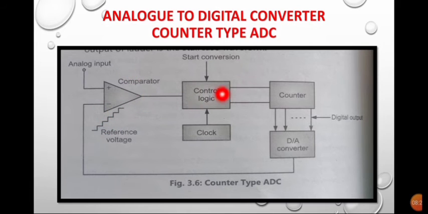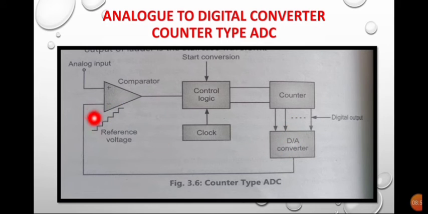The output of the comparator is applied to the control logic. The control logic is controlled by this clock, and here you have one signal applied, that is start conversion. Here you have the counter, okay, and the output of the counter is in the form of digital output. This final digital output is fed back to the comparator. Hence here we have to use a digital to analog converter, because this is digital output and the analog form of this output is applied over here.